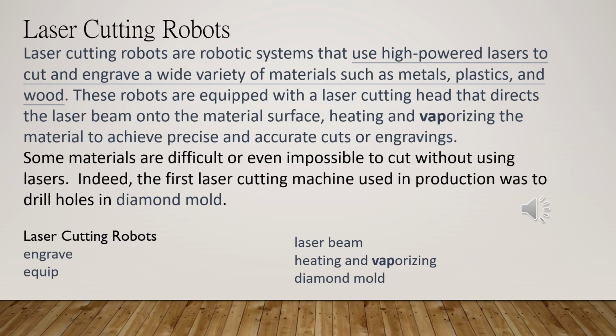Laser cutting robots are robotic systems that use high-powered lasers to cut and engrave a wide variety of materials such as metals, plastics, and wood. These robots are equipped with a laser cutting head that directs the laser beam onto the material surface, heating and vaporizing the material to achieve precise and accurate cuts or engravings.